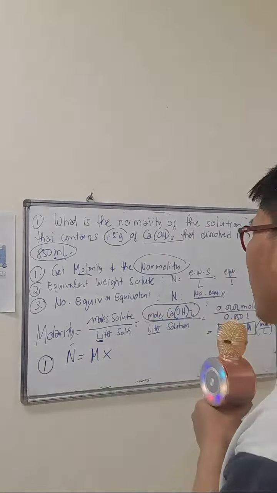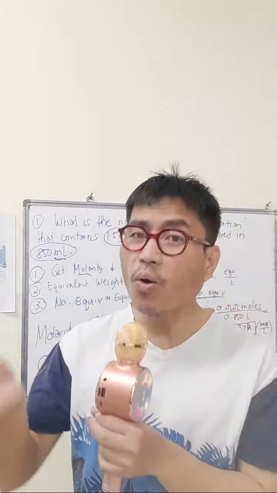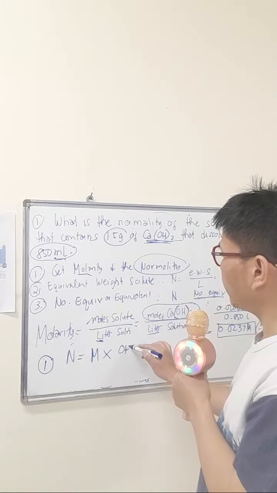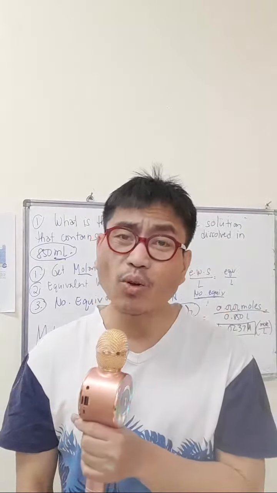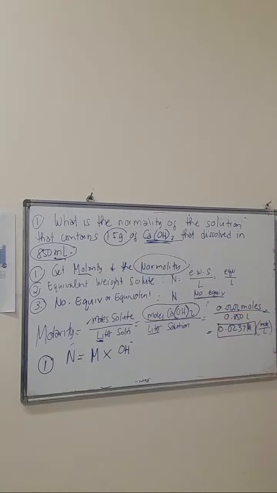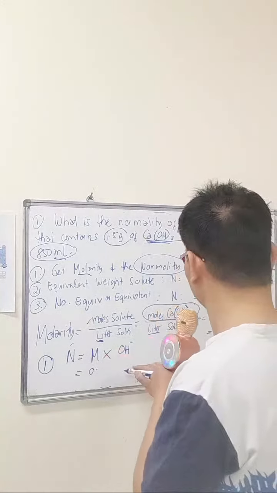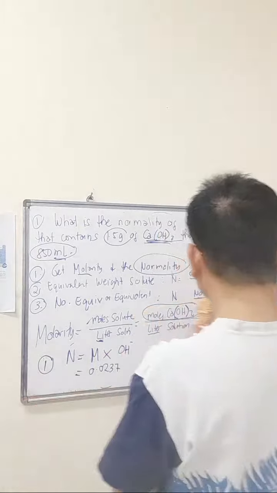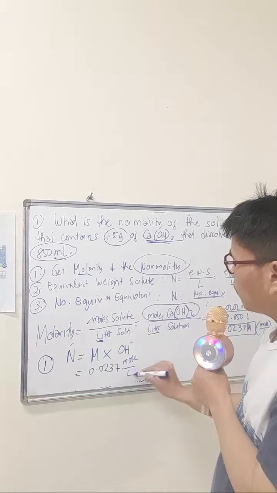But take note, this is calcium hydroxide. So this is the replaceable OH ion, times OH negative. The replaceable OH ion is also called equivalent. Equivalent per mole, something like that. So this is our formula. So we have the molarity equal to 0.0237 molar. Since this is a conversion, we need to use moles per liter. So moles per liter times OH.